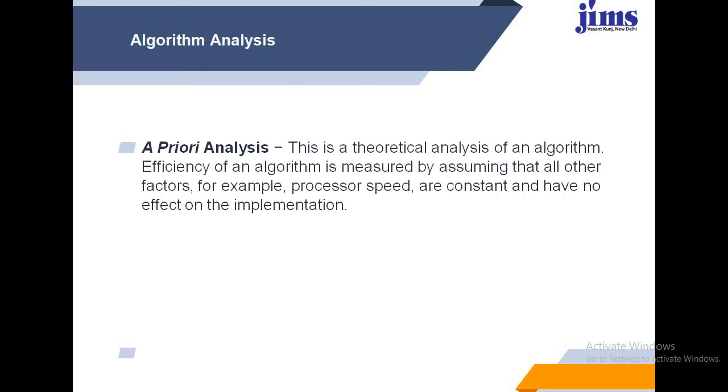Algorithm analysis. We can analyse our algorithm in two ways. First is a priori analysis. A priori analysis means before implementation. Before implementation, you will just try to run your algorithm and see whether this is feasible or not, and also check what the efficiency of this algorithm is. So in this term this is called a priori analysis. This is a theoretical analysis.